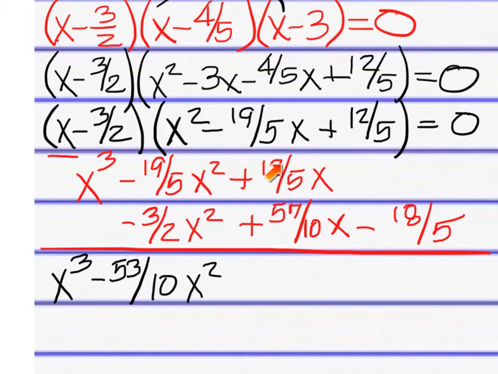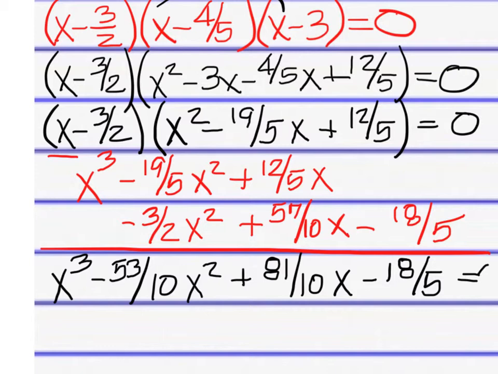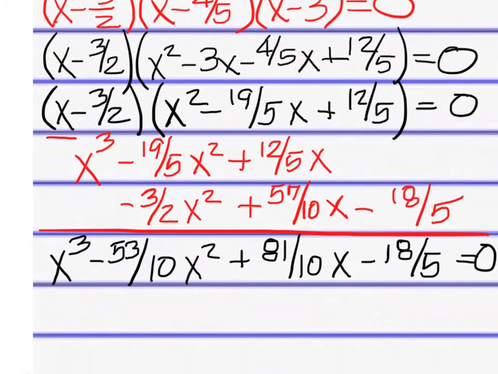Here, 12/5 plus 57 over 10. The common denominator is 10. I'd have to multiply that 5 by 2. 12 times 2 is 24. 24 plus 57 is 81. So plus 81 over 10 x, and then minus 18 over 5. All of this is equal to 0.